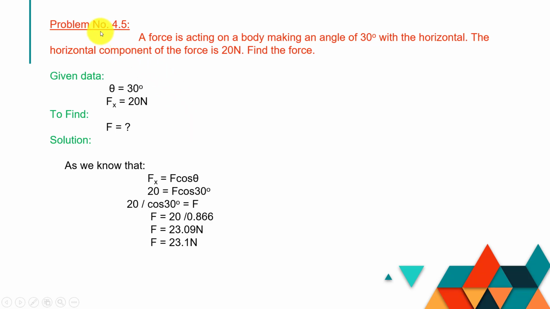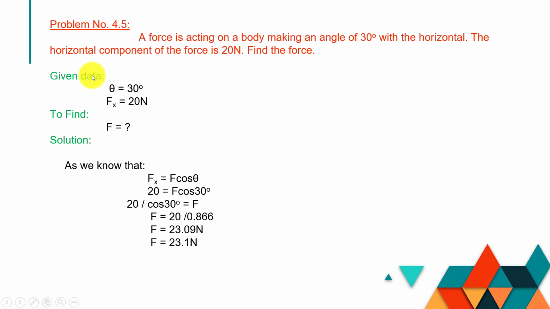Now the problem number 4.5 is: a force is acting on a body making an angle of 30 degree with the horizontal. The horizontal component of the force is 20 Newton. Find the force. In this statement, we are given an angle of 30 degree with the horizontal, and we are also given the horizontal component of the force, which is 20 Newton. And we have to find out the force.